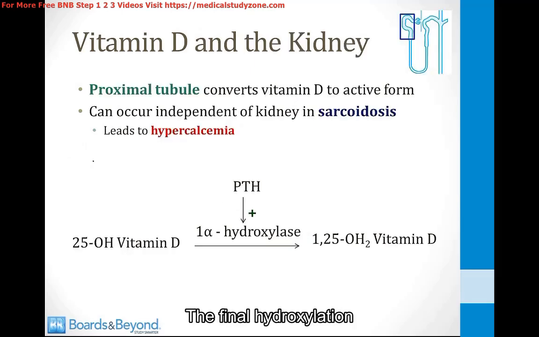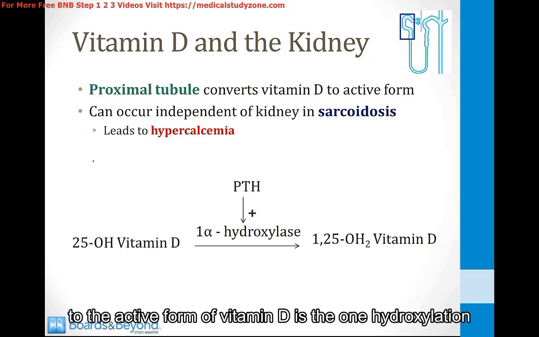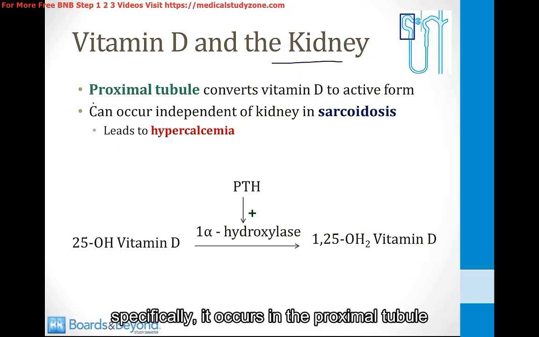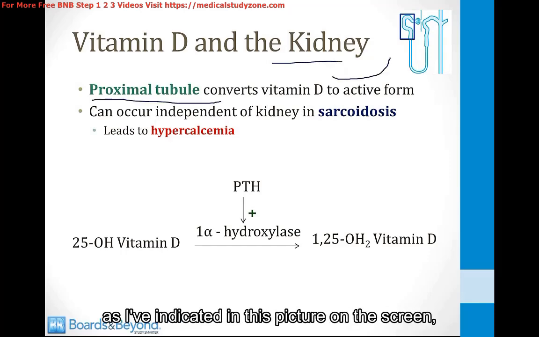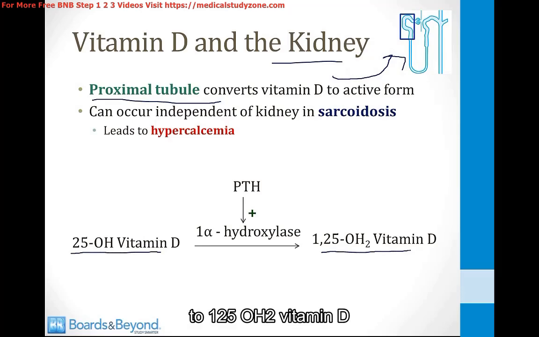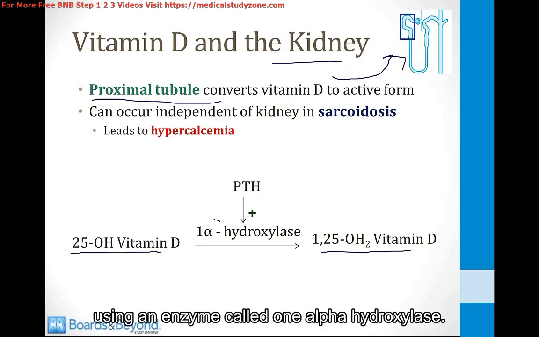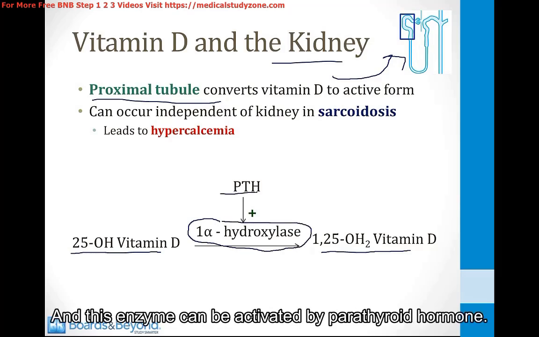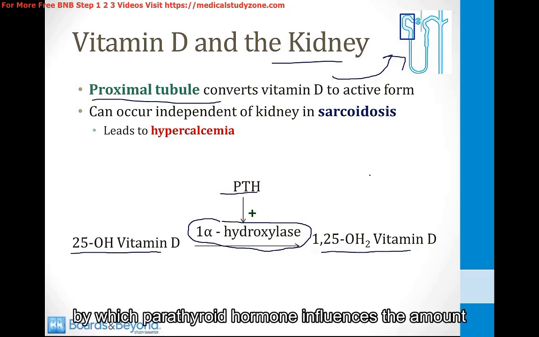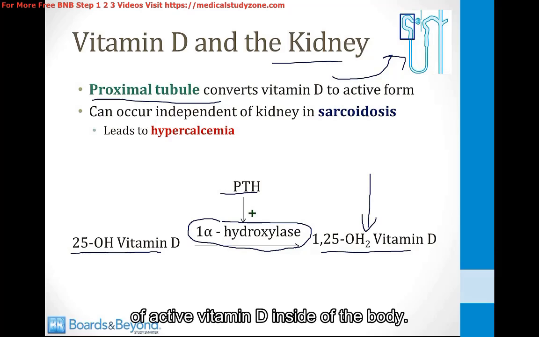The final hydroxylation to the active form of vitamin D is the 1-hydroxylation, and that occurs in the kidney, as I said before. Specifically, it occurs in the proximal tubule, as I've indicated in this picture on the screen. The proximal tubule cells convert 25 OH vitamin D to 1,25 OH2 vitamin D using an enzyme called 1-alpha hydroxylase. And this enzyme can be activated by parathyroid hormone, and that is the way by which parathyroid hormone influences the amount of active vitamin D inside of the body.